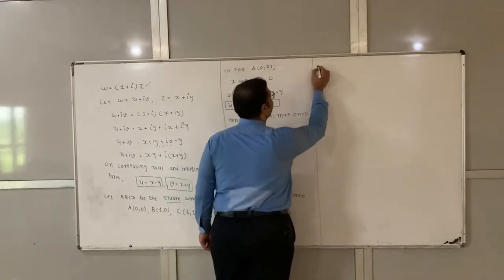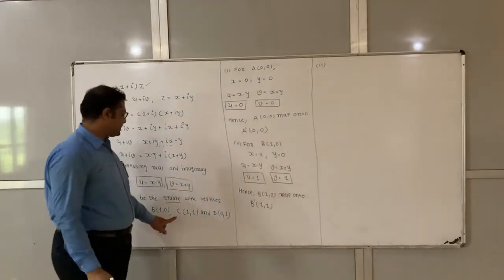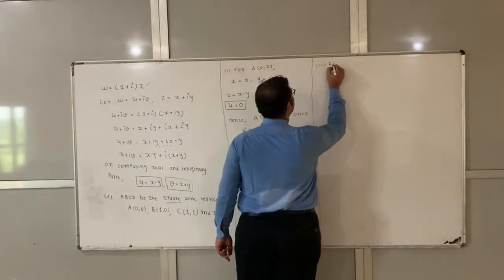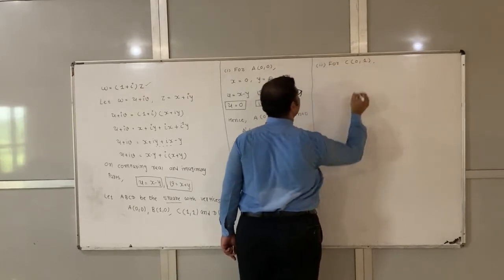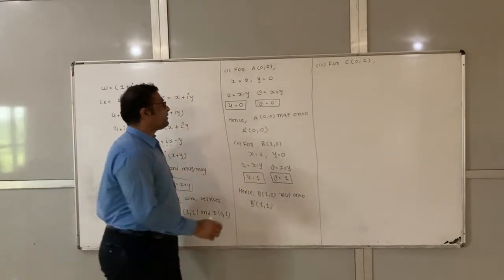Let us take the third point. The third point is C (1, 1). For C (1, 1), x is equal to 1.